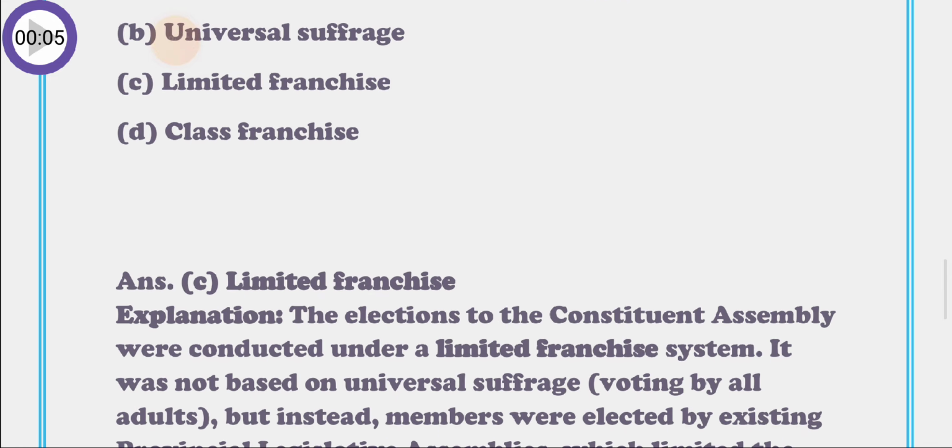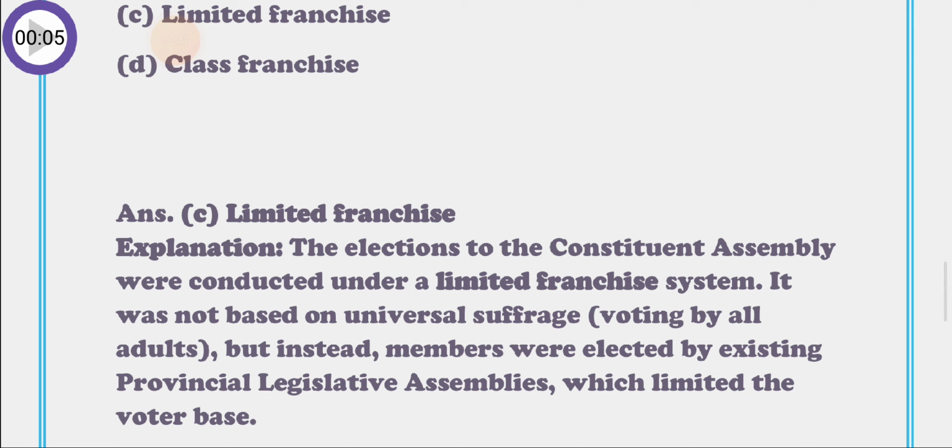So the answer is limited franchise. The elections to the Constituent Assembly were conducted under the limited franchise system. It was not based on universal suffrage, voting by all adults, but instead, members were elected by existing provincial legislative assemblies, which limited the voter base.